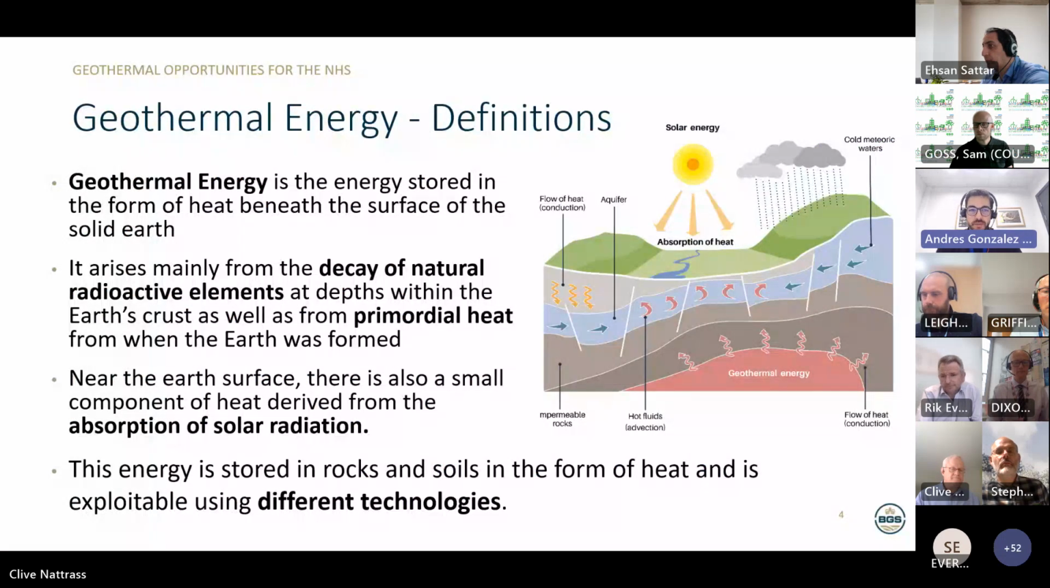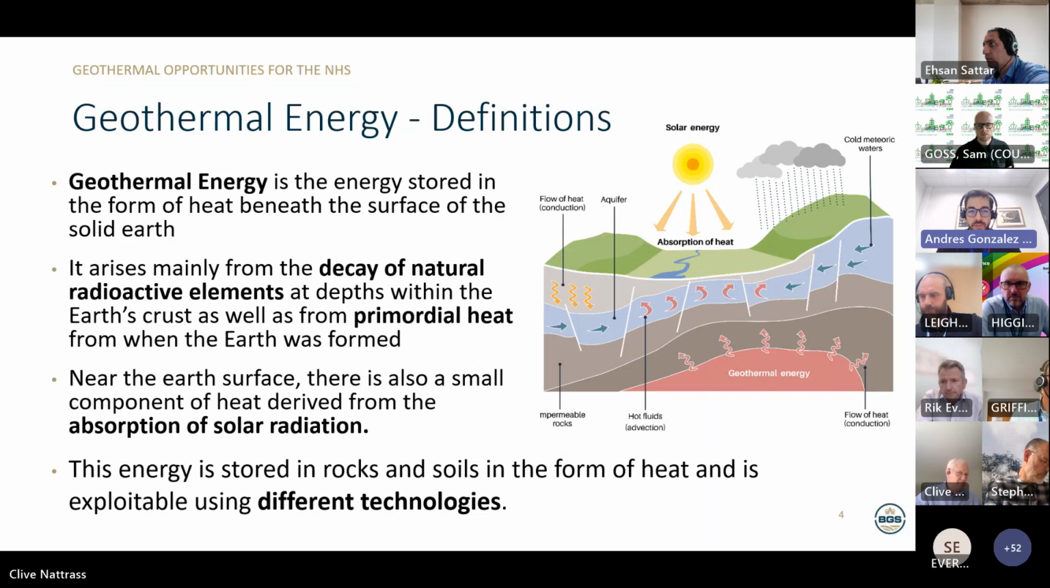So the idea of this presentation is to show some definitions and some of the potential of geothermal energy, and also to show the preliminary results of some prioritization maps we have done for some of the hospitals in England. So some of the definitions at start. So geothermal energy is the energy stored in the form of heat beneath the surface of the solid earth. So if we go deeper, it is getting warmer. So approximately there is around 30 degrees Celsius per kilometer depth when we go here in the UK.